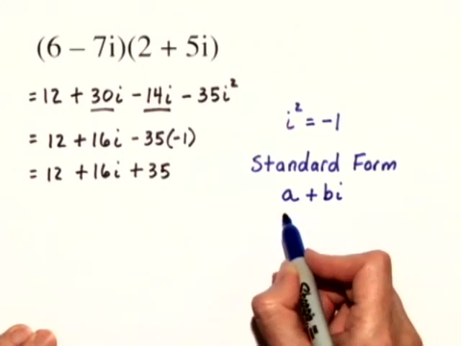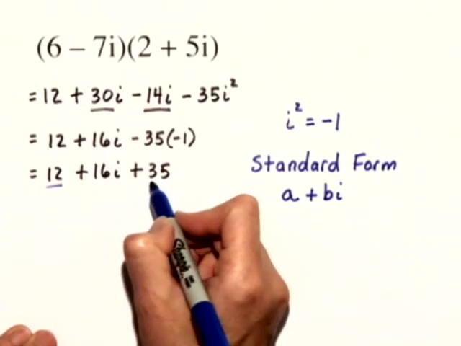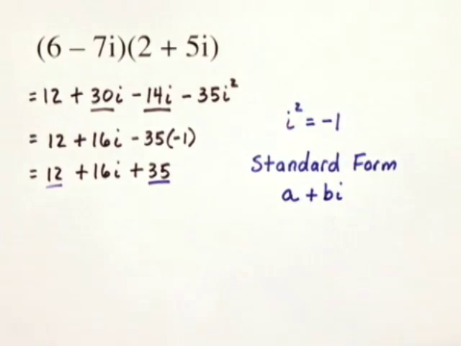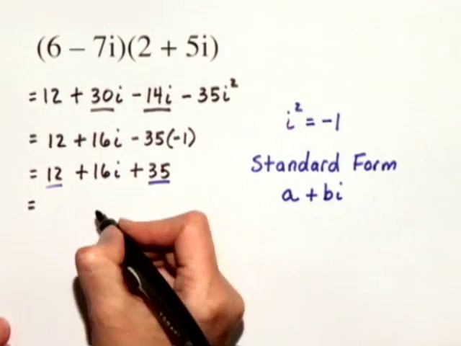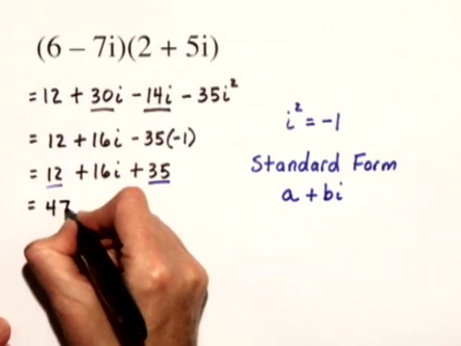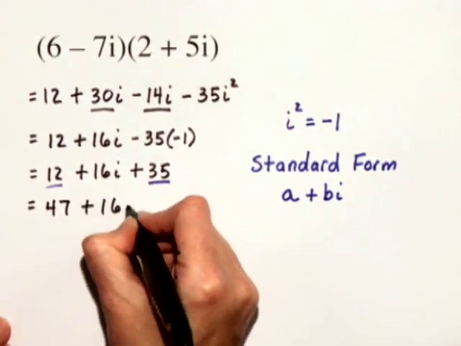So in order to write this in a plus bi form, I just combine the 12 and the 35, and I get a total of 12 plus 35 is 47 plus 16i.